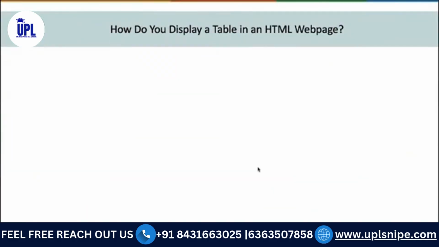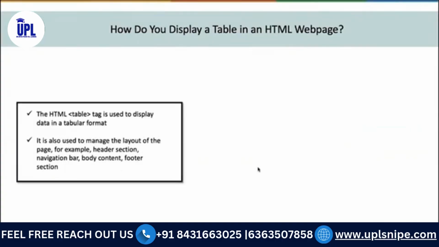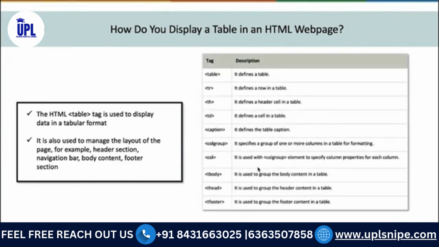Now the next thing is, how do you display a table in an HTML web page? Obviously we have the table tag, and under the table tag I can align the complete layout of my web page using table head, table body, table row, and table columns. There are multiple different types of elements which are part of a table. It's basically just to align the content in a proper format.